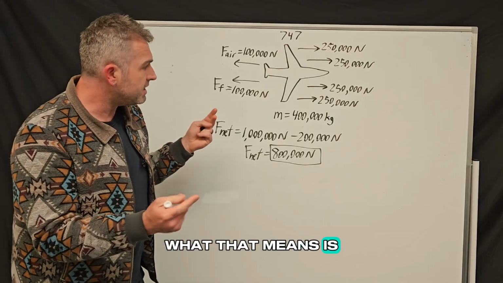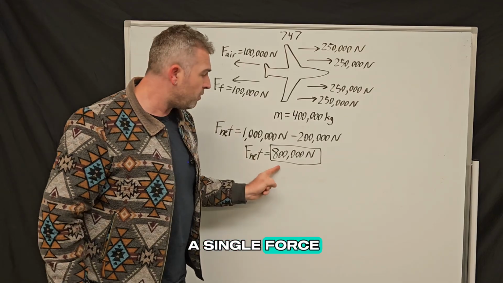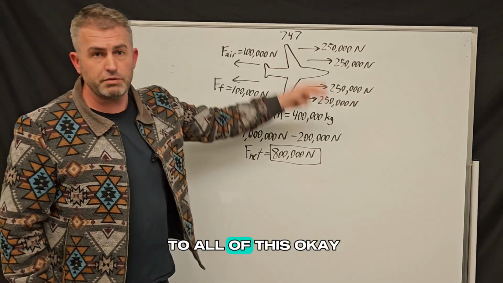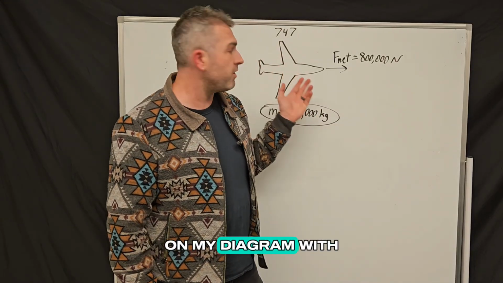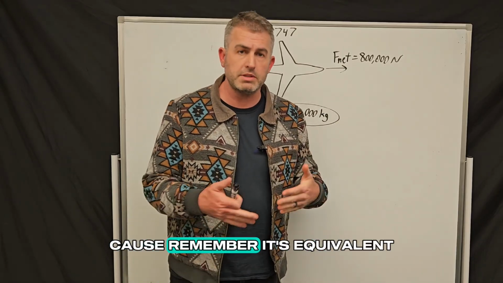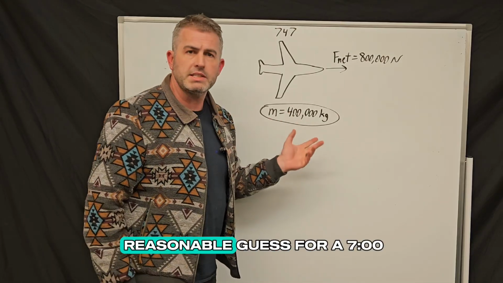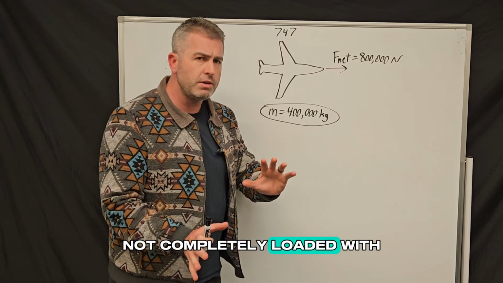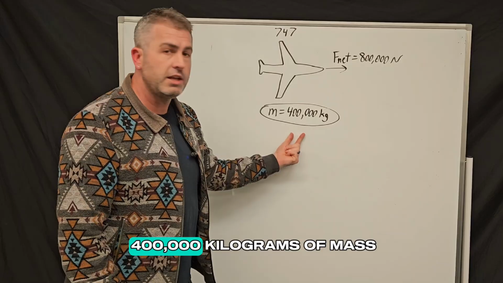So what that means is all 6 of these forces could be replaced with a single force that's equal to 800,000 newtons, and that is equivalent to all of this, okay? So now I've gone ahead and replaced all of my forces on my diagram with just the single force here, the net force of 800,000 newtons, because remember, it's equivalent to all the others. And I had to look this number up, so this is a reasonable guess for a 747 that is not completely loaded with passengers and cargo, but fairly loaded. And so we have 400,000 kilograms of mass.